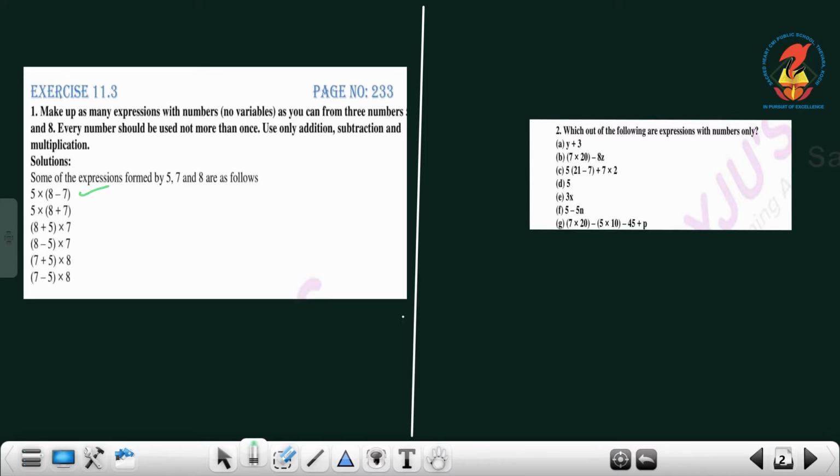5 into 8 minus 7, 5 into 8 plus 7, 8 plus 5 into 7, 8 minus 5 into 7, 7 plus 5 into 8, 7 minus 5 into 8.